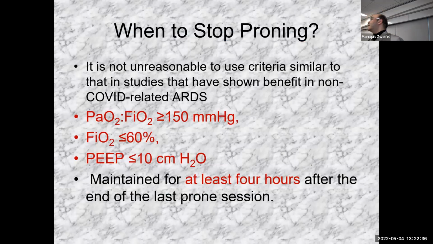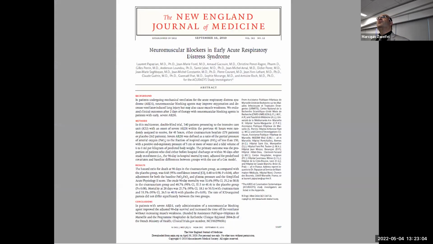When to stop proning? After they are on their back for 4 hours, you assess ABG. PF ratio is 150 or higher, FiO2 60% or less, and PEEP 10 or less, you can stop the proning. This is what they used in the study, although if you look at these, they are worse numbers than the numbers they proned them with. But this is what they used. 4 hours on their back, they assessed, and if they meet this criteria, they don't prone them anymore.